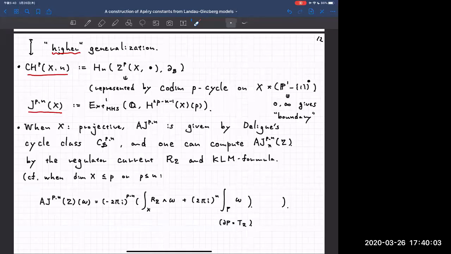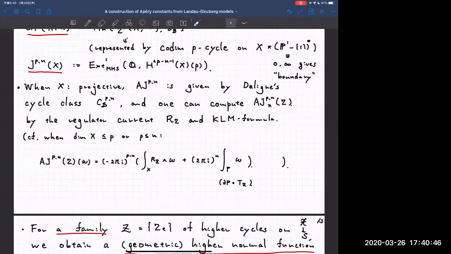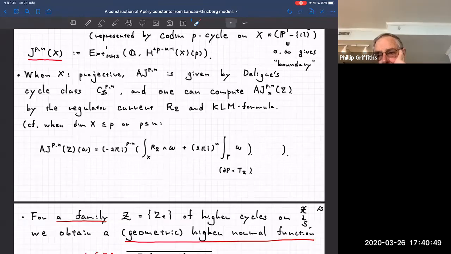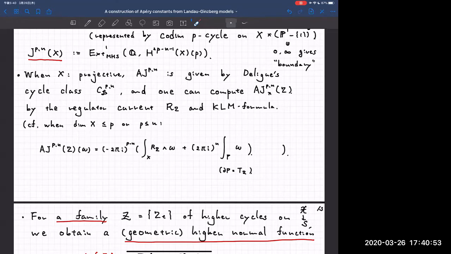So as I said, we can generalize the notion of Chow cycles and the intermediate Jacobian to the higher case, and we can define the higher version of the Abel-Jacobi map AJ^{p,n}. When we consider a projective variety X, this higher Abel-Jacobi map coincides with the usual Deligne cycle class map to the Deligne cohomology. And we can also compute AJ^{p,n}_X for the cycle Z by using the regulator current R_Z and the Kerr-Lewis-Müller-Stach formula, which is called the KLM formula.